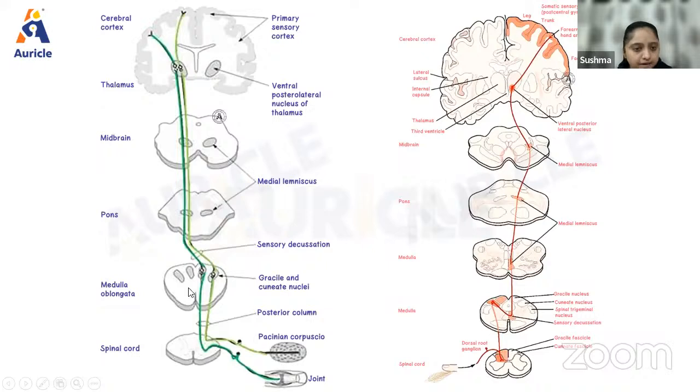From here, they enter into the gracile and the cuneate nucleus in the medulla oblongata. Internal arcuate fibers crossed over to the opposite side, entered the pons, entered the midbrain, entered the thalamus. What neurons are they? Second order neurons. Second order neurons then synapse in the thalamus. From here, the third order neurons arise. They enter into the cerebral cortex. Anything difficult over here, guys? In the same class, you have revised the entire dorsal column pathway also.